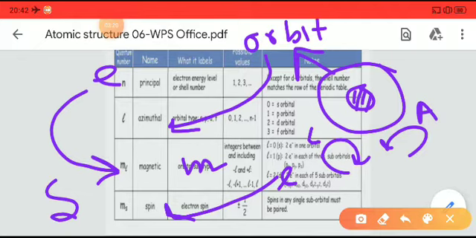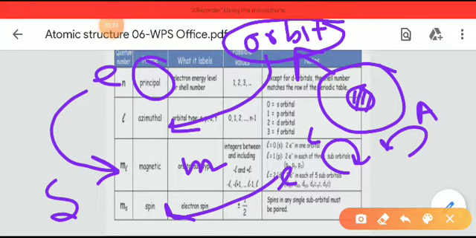So the shell is denoted by the principal quantum number, and the shell is subdivided into certain orbits. These orbits are expressed by the azimuthal quantum number, and electrons have a magnetic character as well. This magnetic character is expressed by the magnetic quantum number, and electrons can rotate clockwise and anti-clockwise, both directions. To express the clockwise or anti-clockwise rotation, we use the spin quantum number. So that's mainly the characteristics of the quantum numbers.